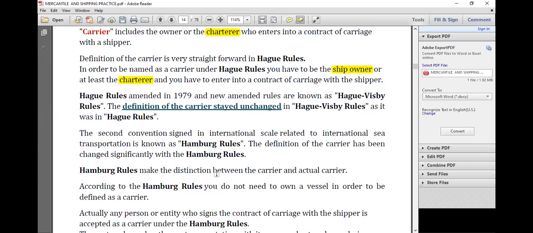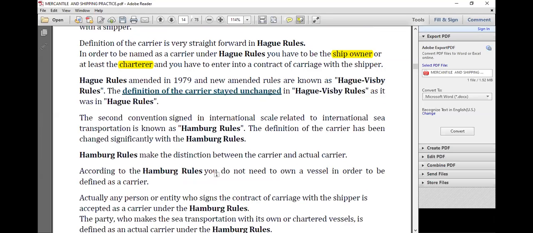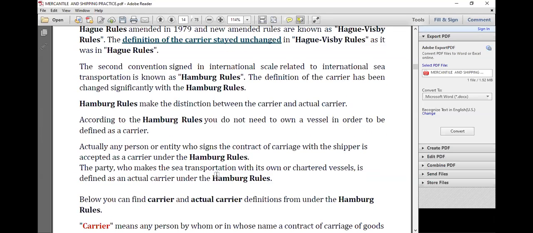Remember, in the Hague Rules, it was defined as including the owner or the charterer who enters into the contract of carriage with the shipper. But this was slightly changed with the Hamburg Rules. Now, the Hamburg Rules were making the distinction between the carrier and the actual carrier. So they were trying to make it that there is a difference between a carrier and an actual carrier.